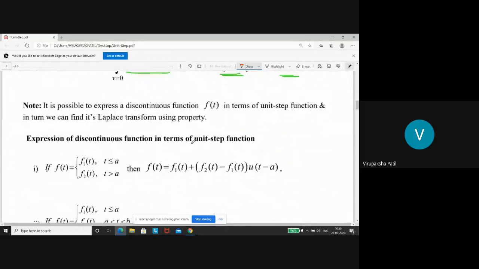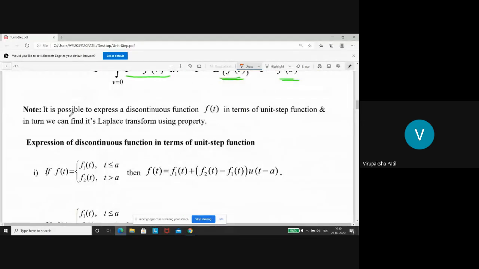Now, next, you have to note this. It is possible to express a discontinuous function f of t in terms of the unit step function, and in turn we can find its Laplace transform using both the basic definition and one of the properties. Whatever functions give discontinuities, those can be expressed in terms of the unit step function. How to express them, we'll discuss here.